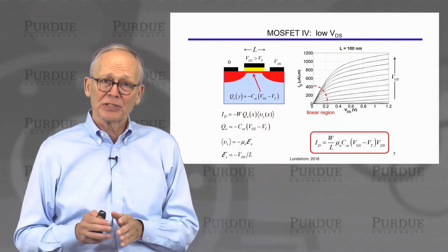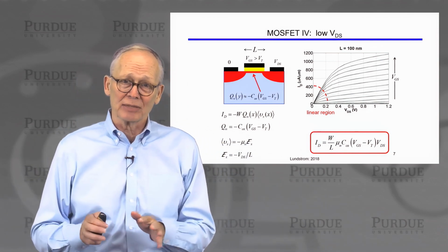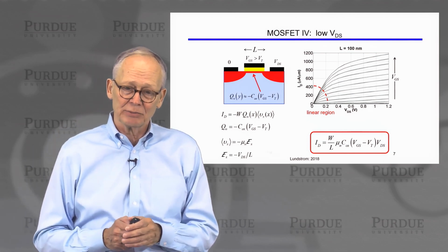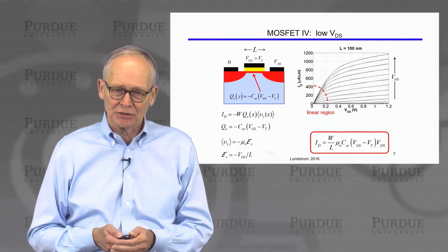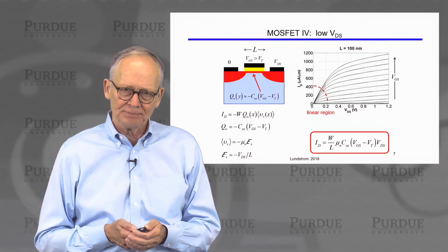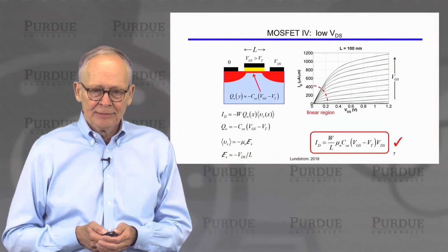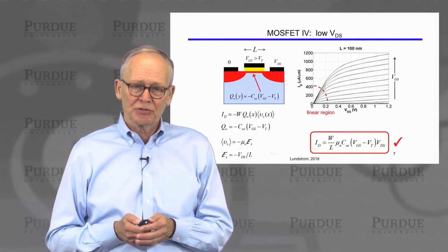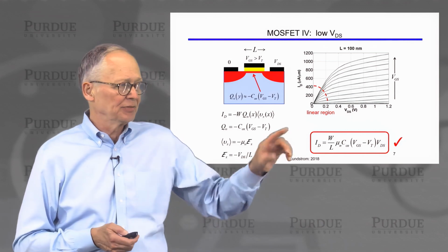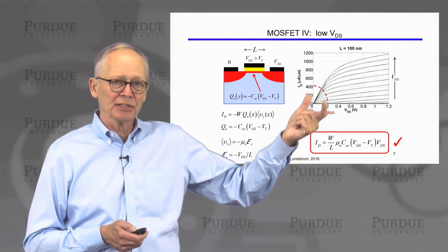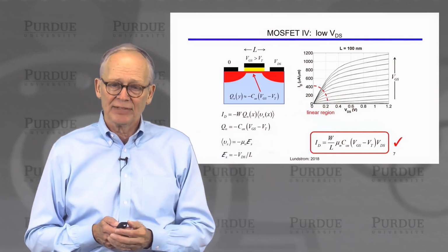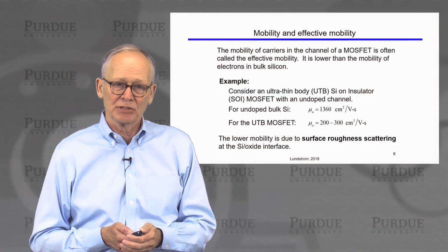This is a very simple expression. It actually works really well, even for modern transistors, as we will see. And it's quite easy to derive and to see where it comes from. All right, so we've done the first part of our task. We've derived the IV characteristics in the linear regime. We'd like to derive the IV characteristics in the saturated regime as well.